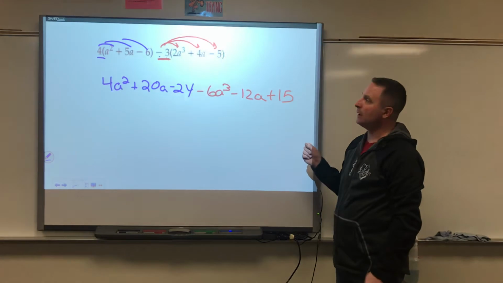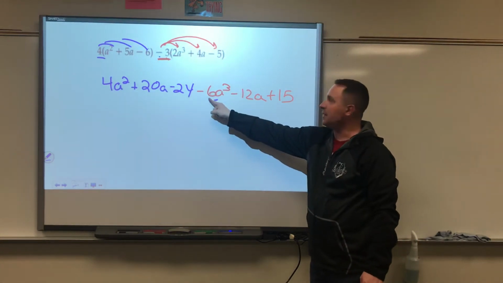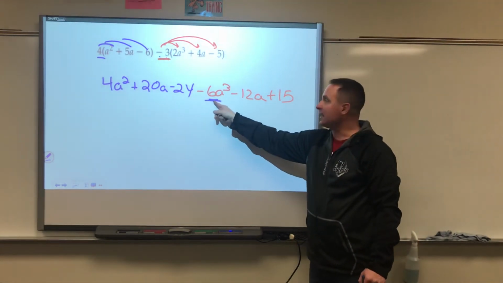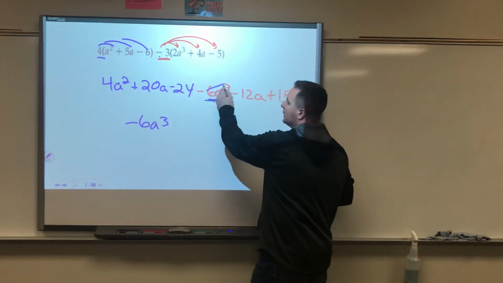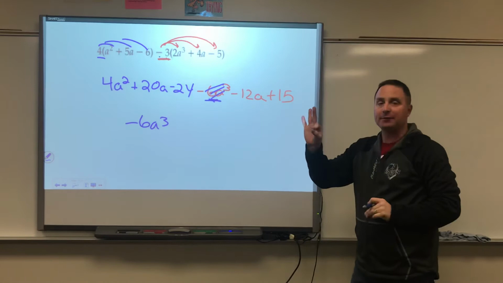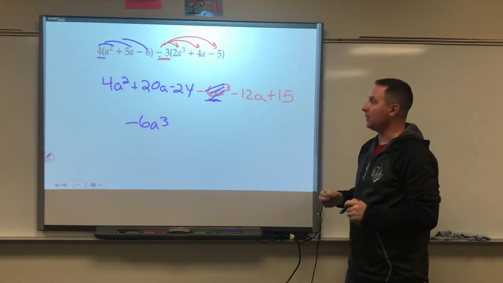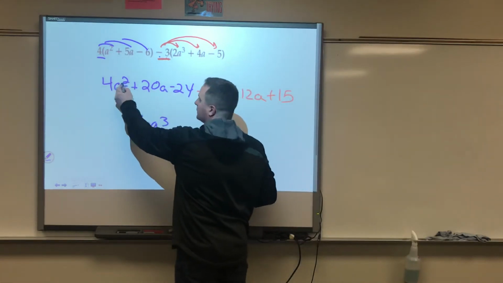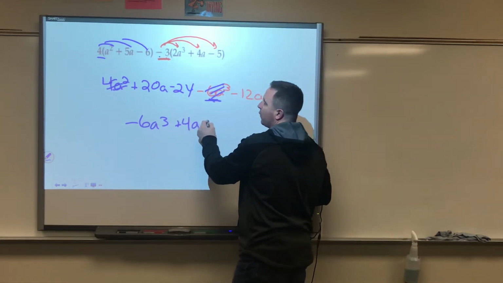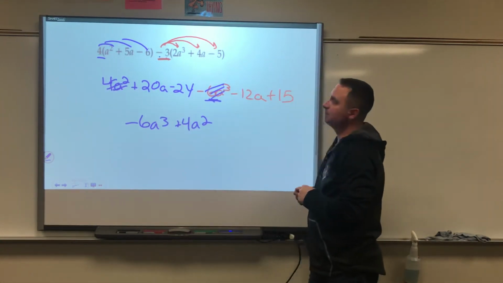And again, I like the biggest one first. I think I see, there it is right there. And it's a cube. And it's a negative 6a cubed. And it's done. After the third power, I'm going to look for the second powers. And I think I just see one of them here, the 4a squared. Plus 4a squared. And that one's done.